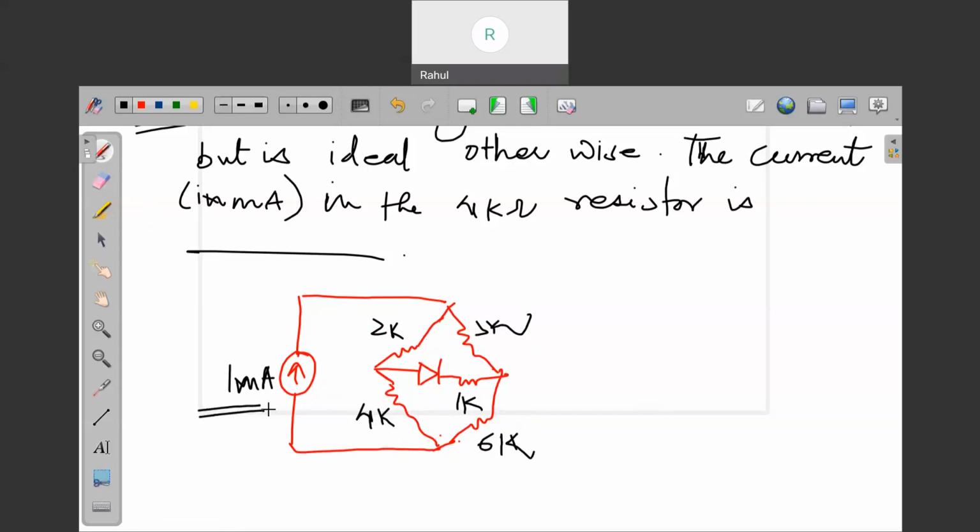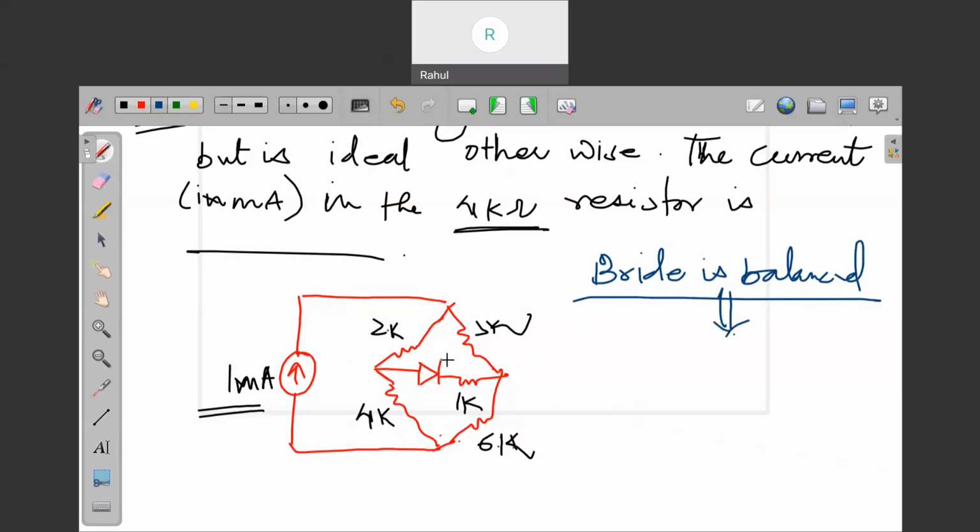Now what you have to do here is, whenever a bridge kind of circuit is given and you have to find the current through this 4K, you have to check whether the bridge is balanced or not. If you multiply 6K into 2K, that is 12K. So we found that the bridge is balanced: 6 into 2 equal to 4 into 3, that is 12 equal to 12.